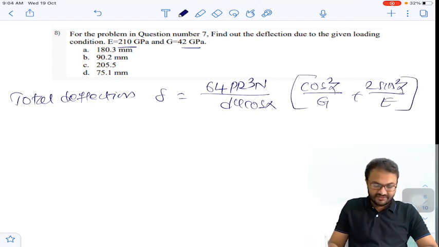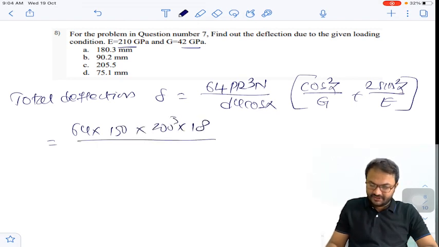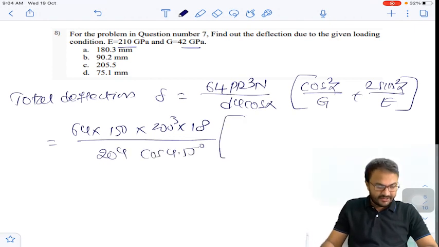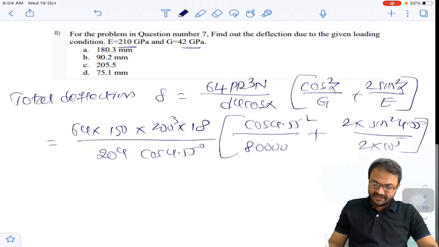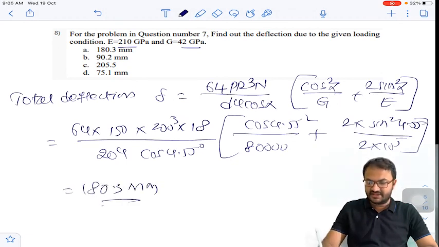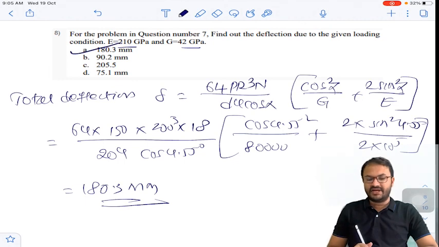Okay, so substitute the values 64, 150, 200 cube, 18 divided by 20 power 4 cos 4.55 into cos square 4.55 divided by G is 8 into 10 power 4, plus 2 sin square 4.55 divided by E is 2 into 10 power 5. So you will get it is 180.3 mm. This is the total deflection for this problem. So option A for question number 8.